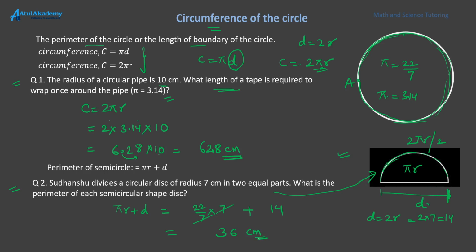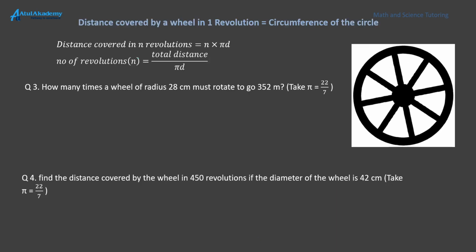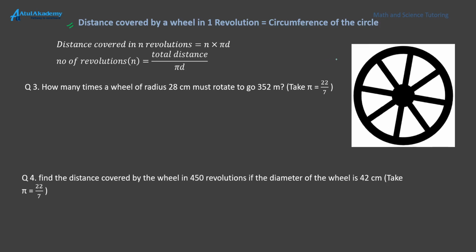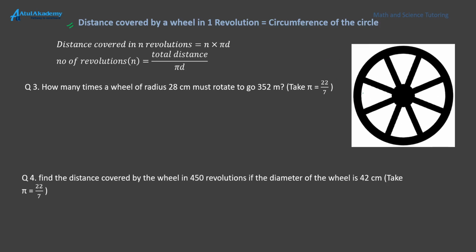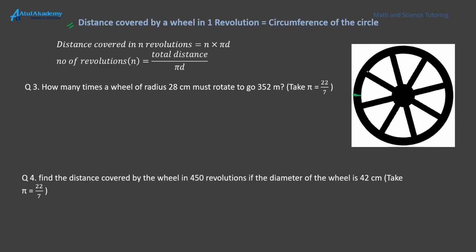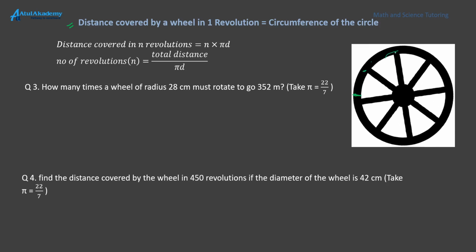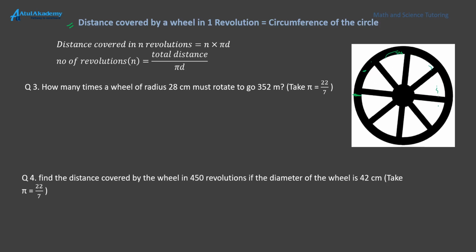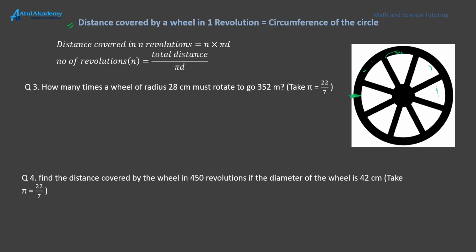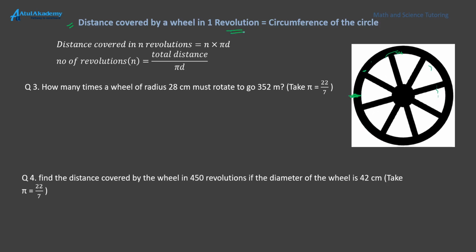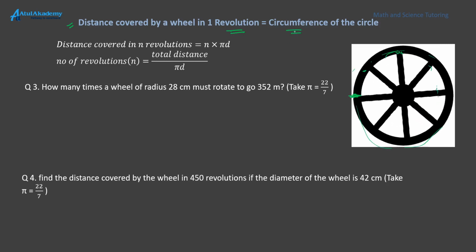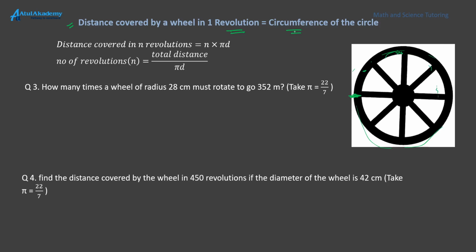I hope till here it is clear. Now move to this part, very important part. Whenever a circular disc rotates, it completes one revolution, one rotation or one revolution. Let's say we start from here and move on this one. When it comes back over here, this completes one revolution. That one revolution means I'm covering the boundary of this circular path. So that is circumference. So one revolution is always equal to circumference.